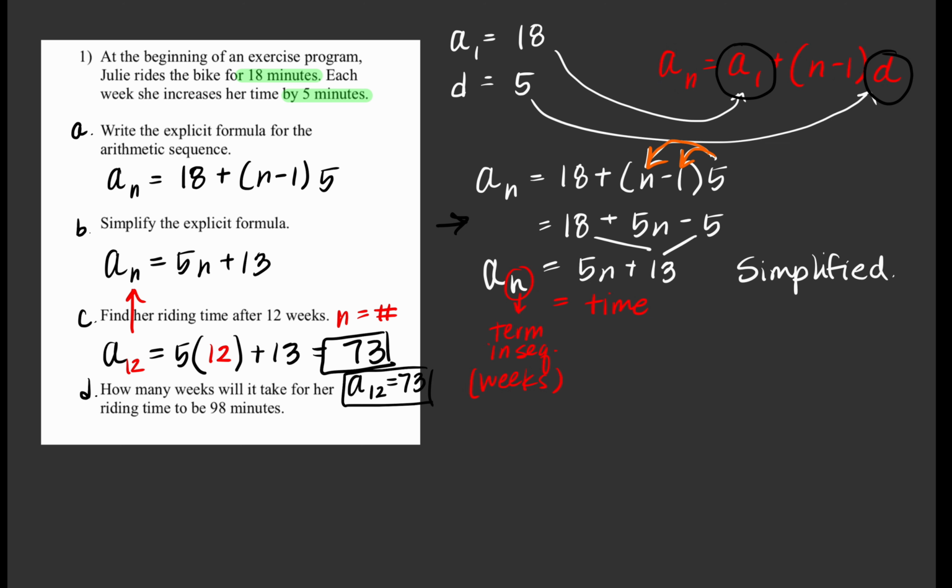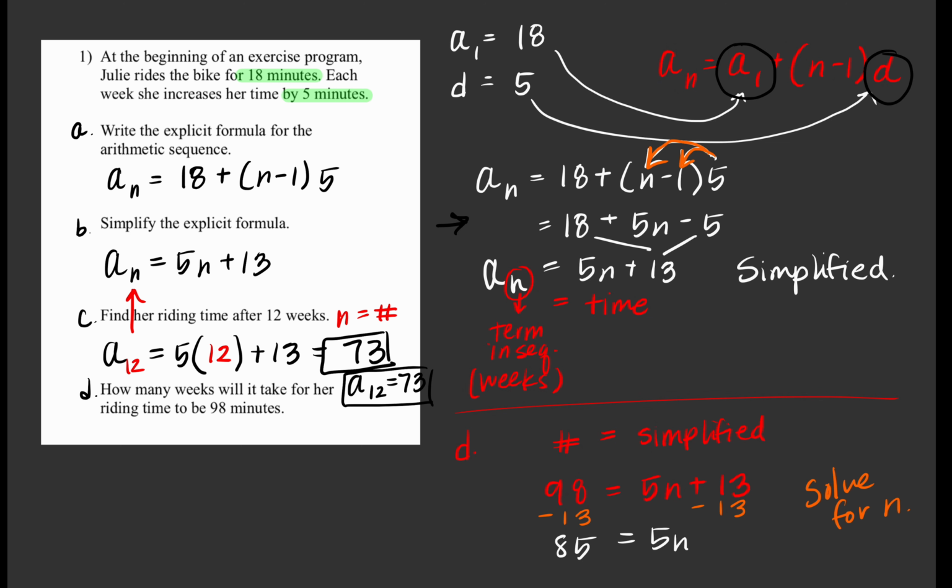For part D, the A of n will always be the number given, so in this case it would be 98, is equal to the simplified explicit formula, which is 5n plus 13. And now we solve for n. When we solve for n here, we're going to subtract 13 on both sides. We get 85 is equal to 5n.